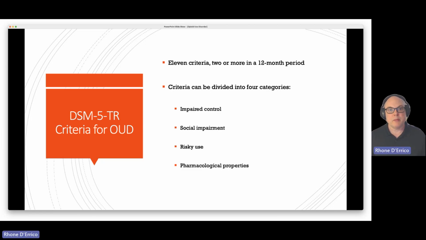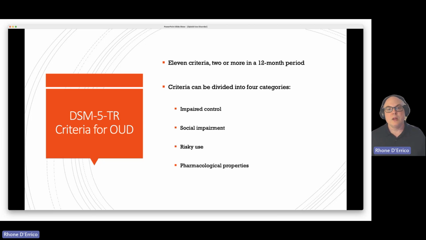Now, after that problematic pattern, there are 11 criteria, and we need to meet 2 or more of these 11 criteria within a 12-month period. Now, as we're going to see, it is very simple to meet these 11 criteria, to meet at least 2 of them. They're going to be very straightforward in anybody with any sort of problematic use of opioids.